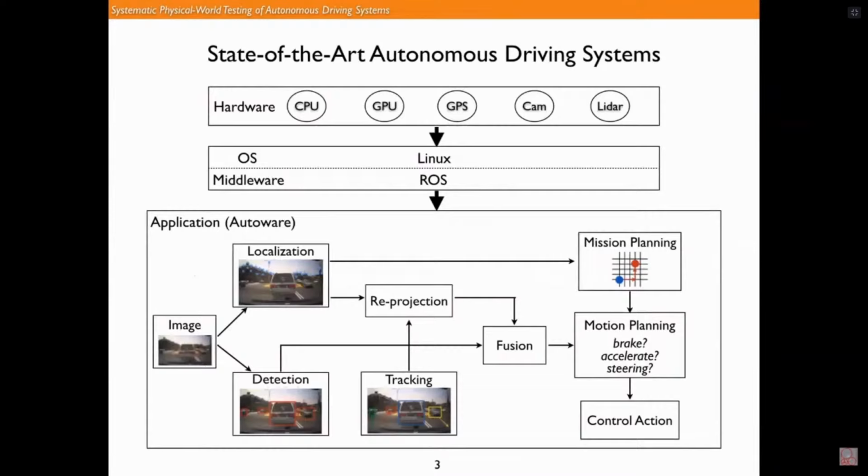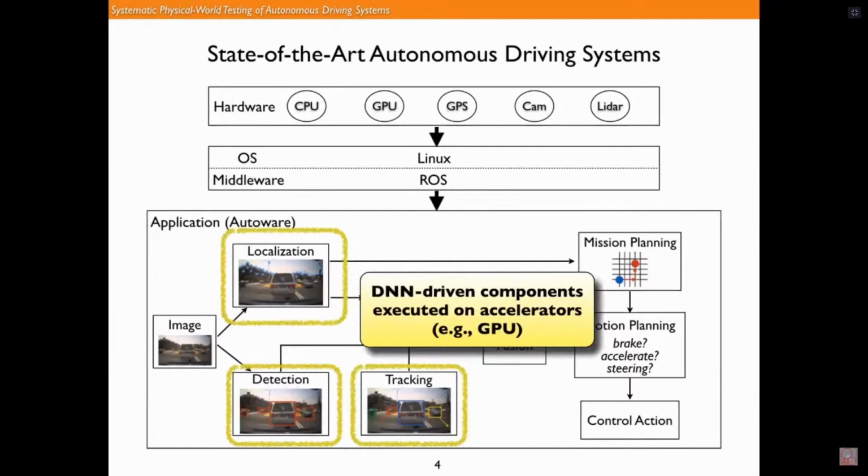So here I showed a state-of-the-art autonomous driving system where we utilize a set of hardware to capture data and compute, analyzing this data through the Linux operating system and the robotic operating system middleware. And then we apply state-of-the-art end-to-end driving application software like Autoware, shown here. Basically, for each captured image, Autoware will utilize a set of DNN modules like localization, detection, and tracking, which are mostly driven by deep neural networks.